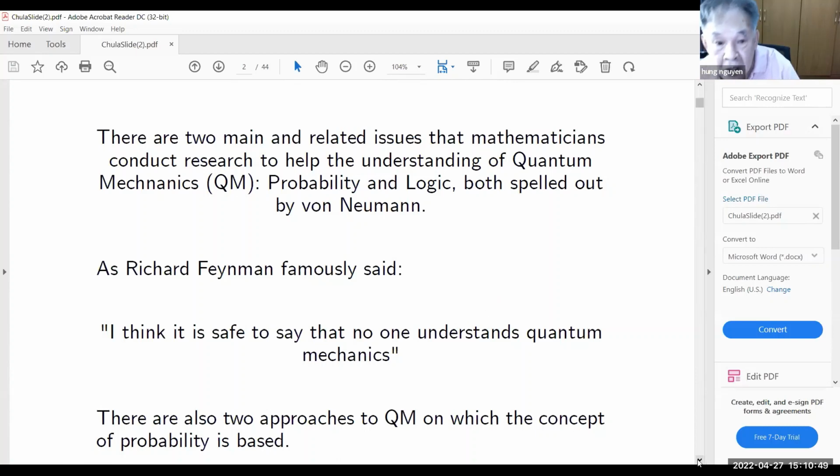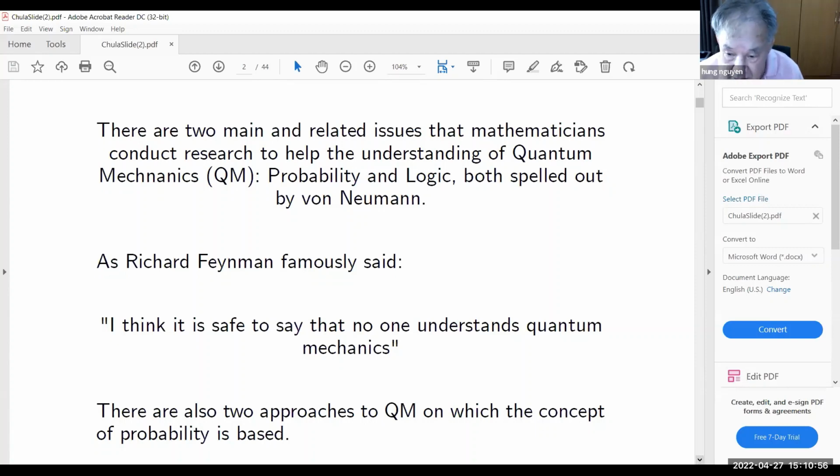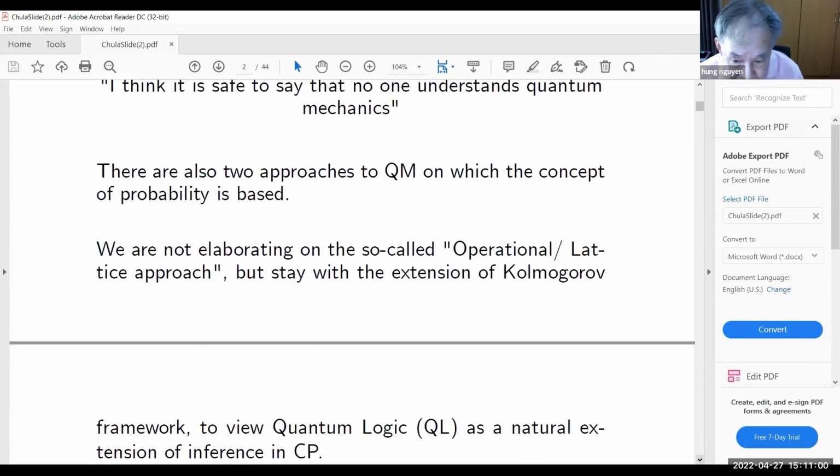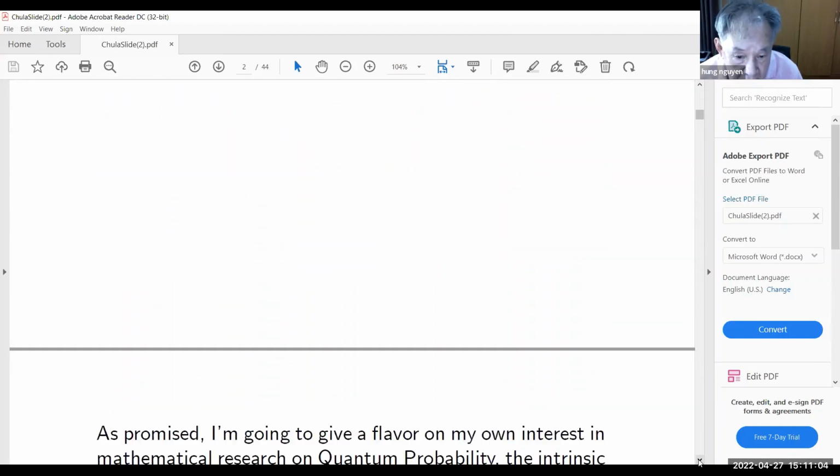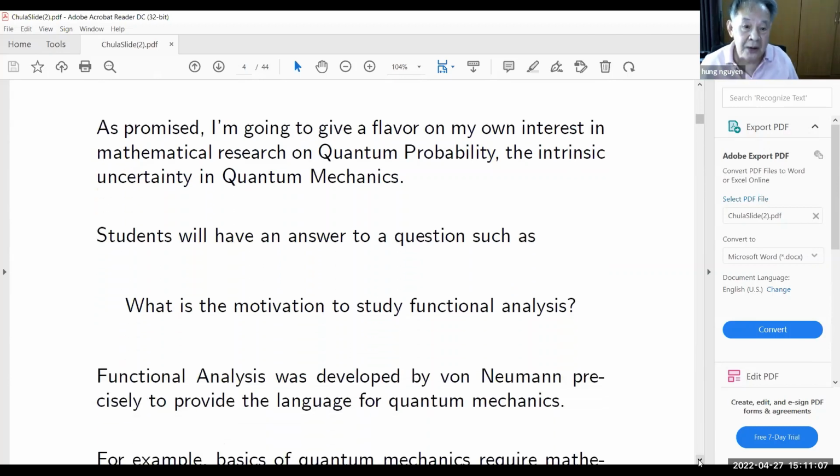We talked a little bit about the concept of probabilities last time. Now we talk about the concept of logic. As promised last time, I'm going to give a flavor of my own interest in mathematical research in quantum probabilities, so that you can see what the research problem is. After getting the answer to the problem, I will mention an open question for future research. If you can do that, I will be very happy. I do something, I leave something for you, and if you can do that, you can be promoted very quickly to full professor.